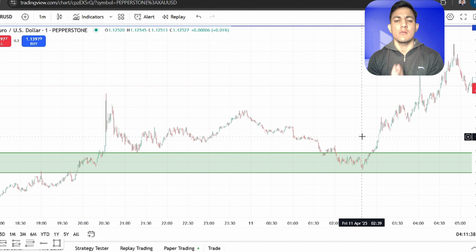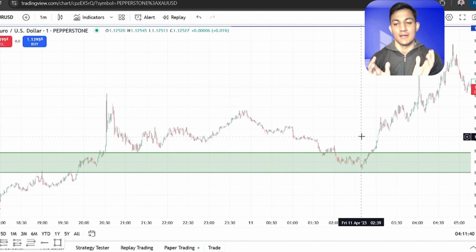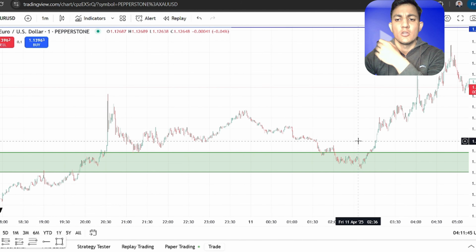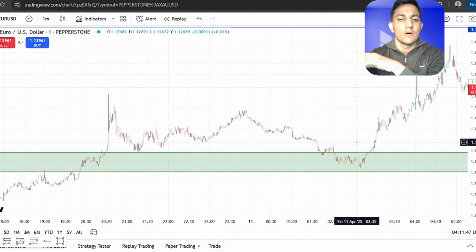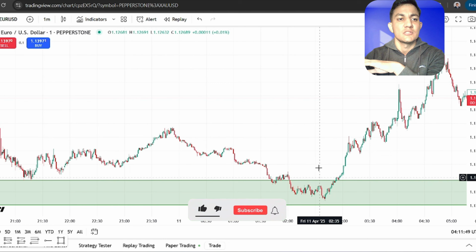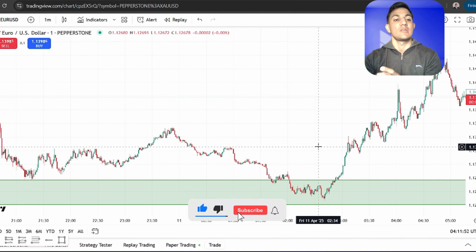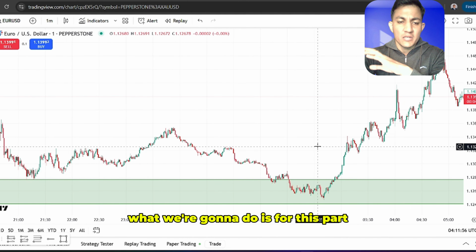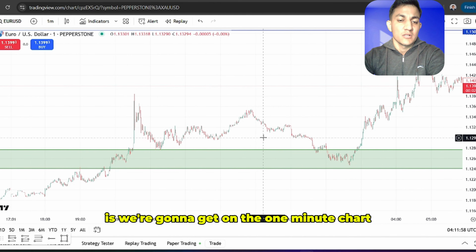Okay, so the first way to make money with this model is a sniper entry, and this is how you get these insane risk to reward ratios. I know a lot of you are scalpers. You want a model that you can get in and out of, so I'm going to give you that model on the 1-minute chart. There's also a second entry that you can get later on, which is more of a 15-minute day trading style. So for this part, we're going to get on the 1-minute chart.